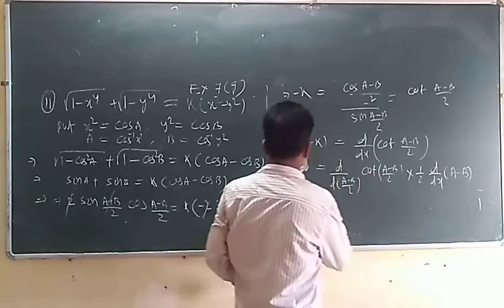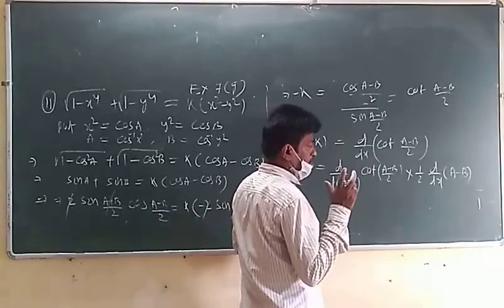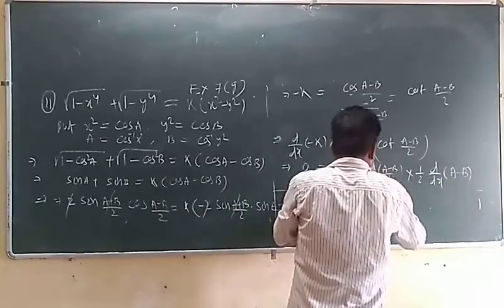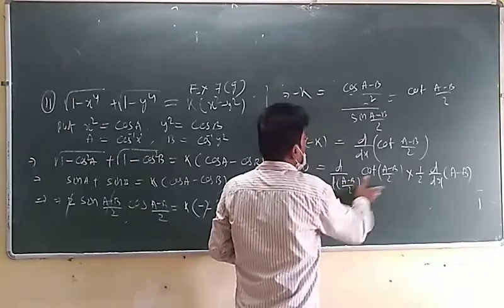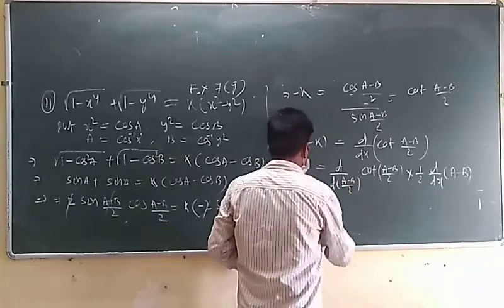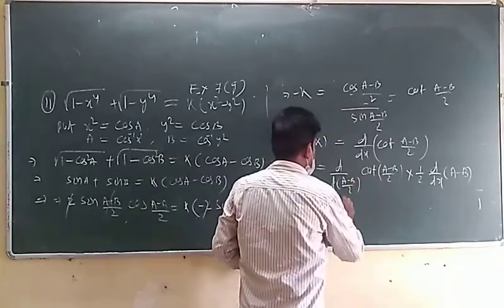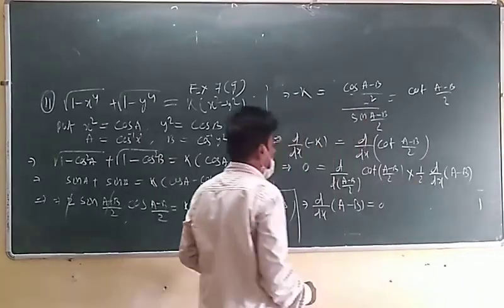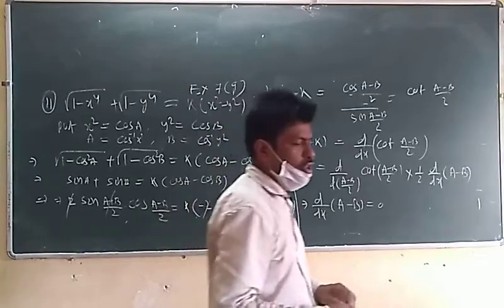So now understand that only trick: that part is multiplied with this part, and that part is 0, so it totally becomes 0. So d by dx of (A minus B) is equal to 0, because 2 is also multiplied with 0. D by dx of A minus B is equal to 0.